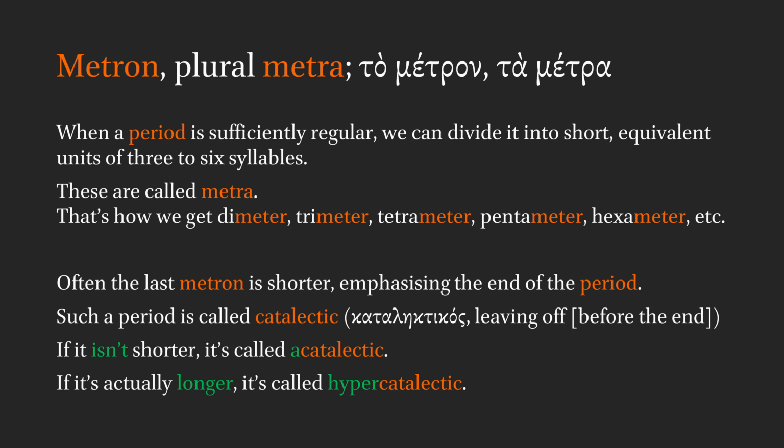That's how we get terms like dimeter, trimeter, tetrameter, pentameter, hexameter, etc. Often the last metron is shorter, emphasizing the end of the period. A period like this, where the final metron is shortened, is called catalectic, from katalektikos, leaving off, i.e. leaving off before the end. If the final metron isn't shorter, the period is called acatalectic. If the final metron is actually longer, the period is called hypercatalectic.